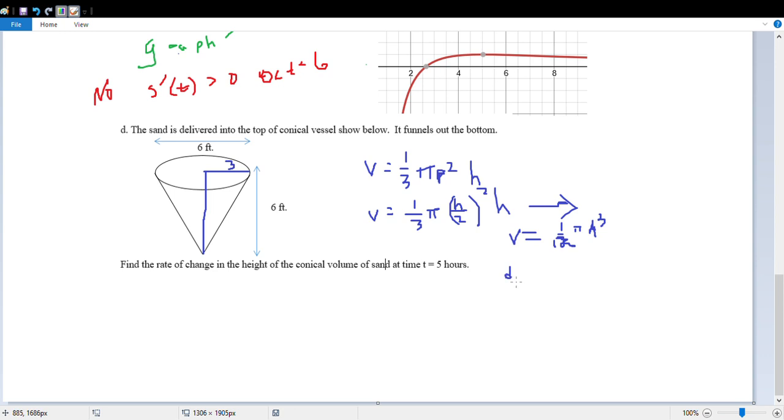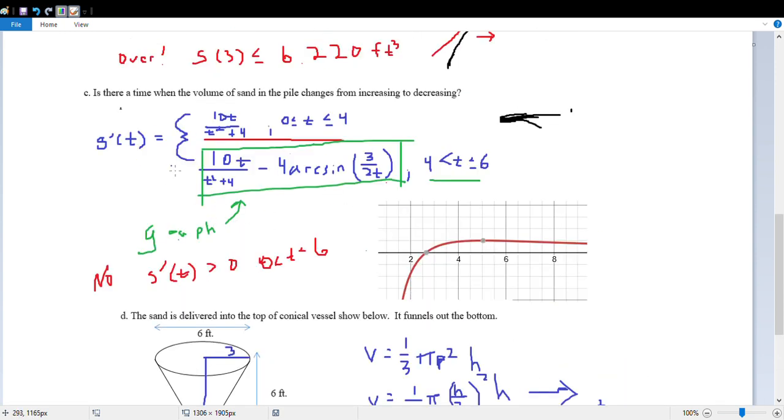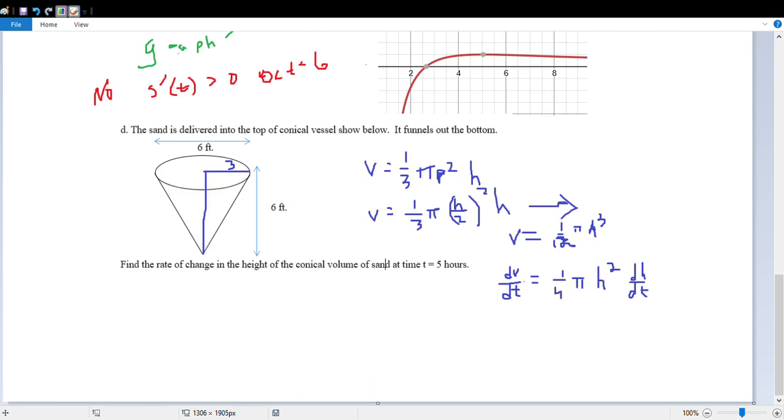So when we take the derivative, the rate of change in the volume, dV/dt, which we have an equation for, is equal to, bring down the 3, and I get 1/4 pi h squared dh/dt. Okay. dV/dt at this time, at time t equals 5, just means we need to evaluate s prime of 5, which is 0.505.